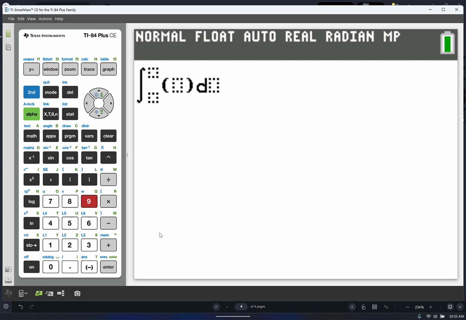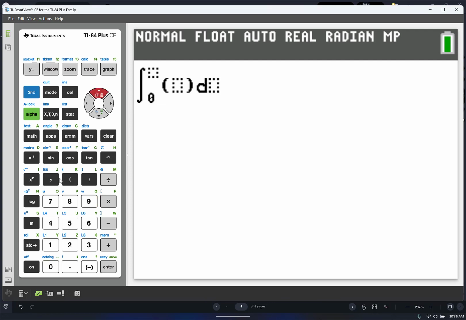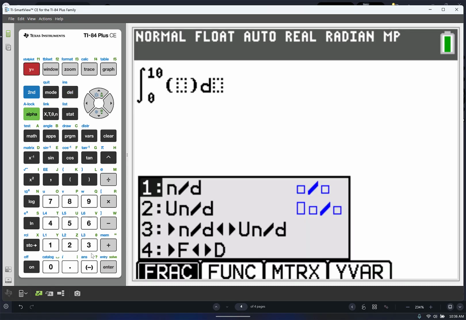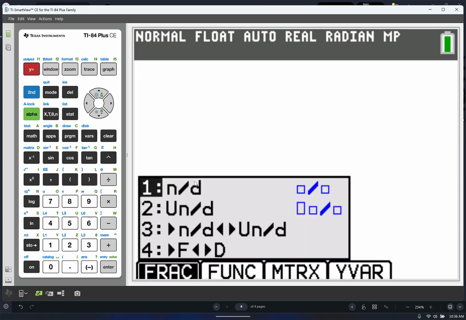And then you have this symbol. My lower limit was what? 0, so I pushed 0. What was my upper limit? 10. Every time you have a fraction, you should push alpha link and it'll do the fraction for you. If you don't like alpha link, push alpha y equals, and it'll also do it for you. See? You push enter. The new calculators will have the little fraction symbol there.